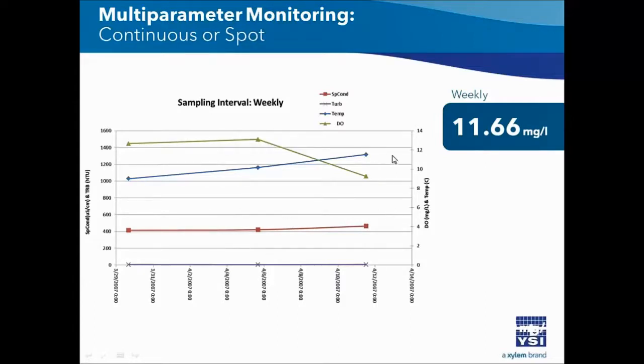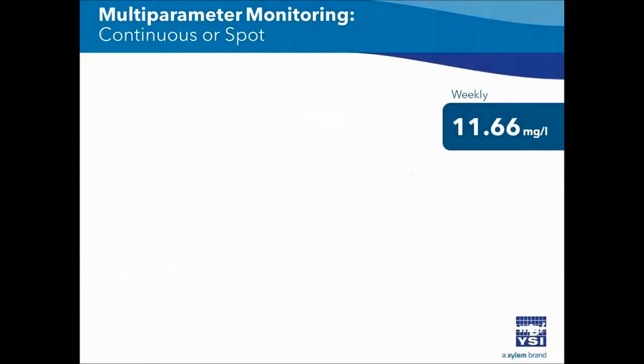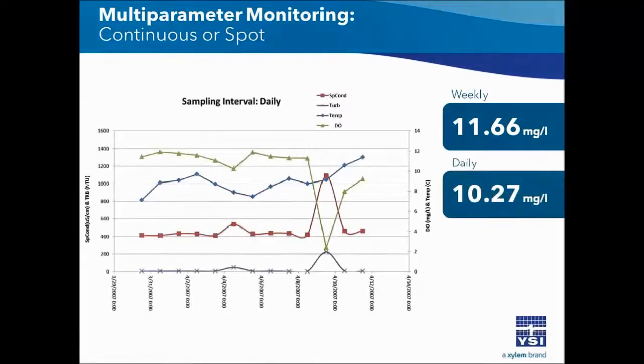And if you calculated your average dissolved oxygen from those data, it might look like it's between 11.5 and 12. But if you could sample more frequently, maybe you're one of those lucky people who has a graduate student that you're going to send out every day, and just getting that insight causes you to see a different average across that same exact period of time.